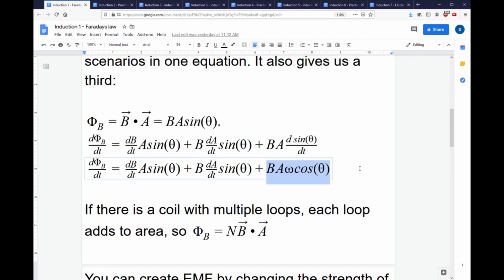As an aside, most power generation done today is done by taking a coil of wire and spinning it in a magnetic field, or spinning a magnet near a bunch of coils of wire. That would be this term right here. They're spinning, so the angle is constantly changing.